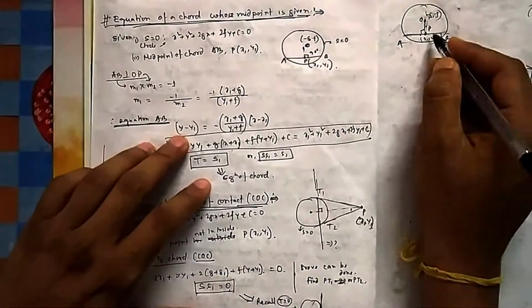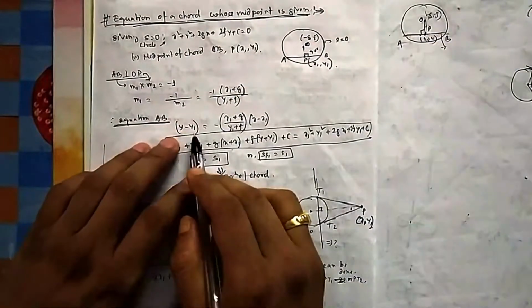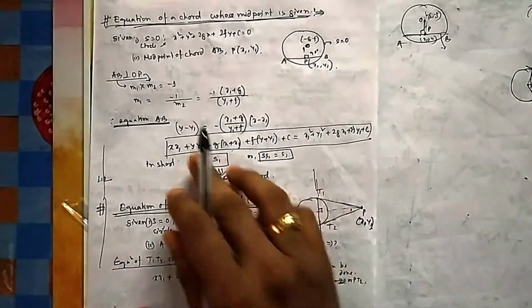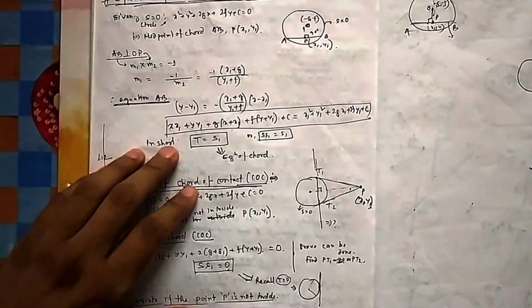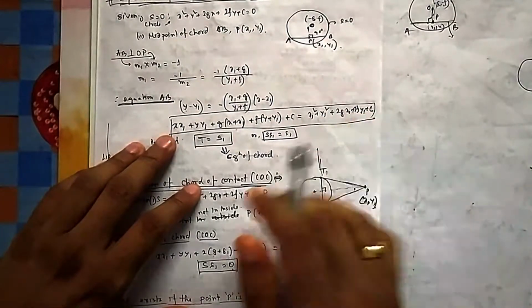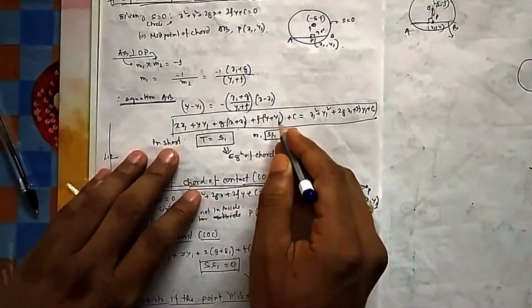So what is the equation of this line? You know the slope of this line, and you know a point. So y minus y1 is equal to slope into x minus x1. If you take the cross product and do some algebraic manipulation, you will find an expression of this fashion. Now this is quite familiar to you. I think you have already seen this one.